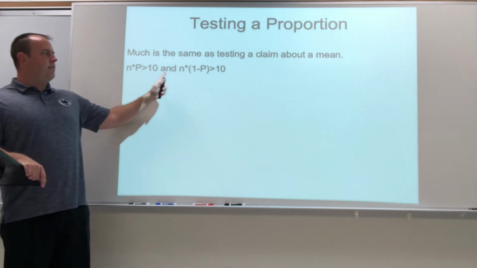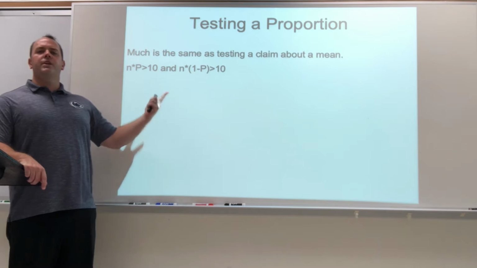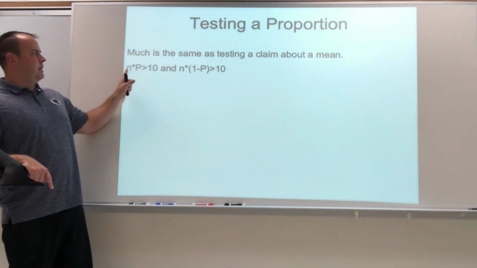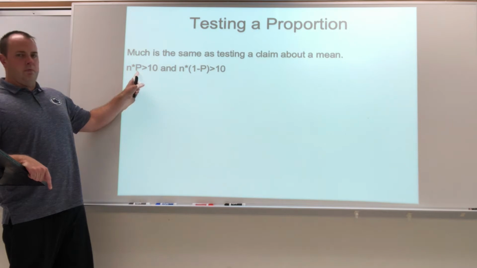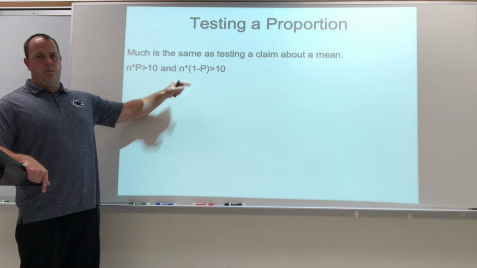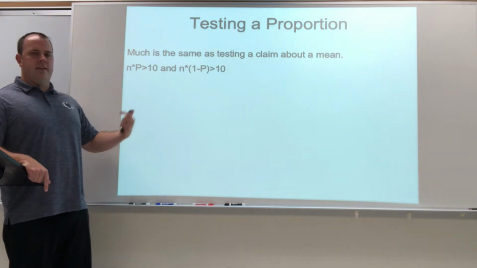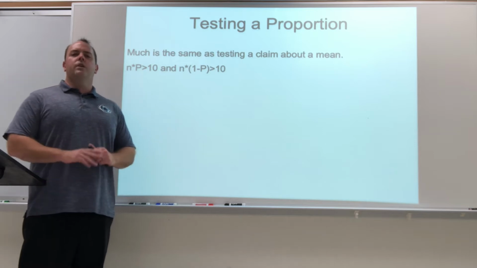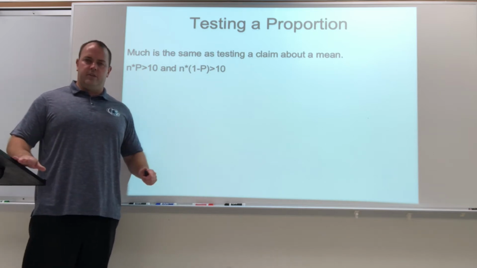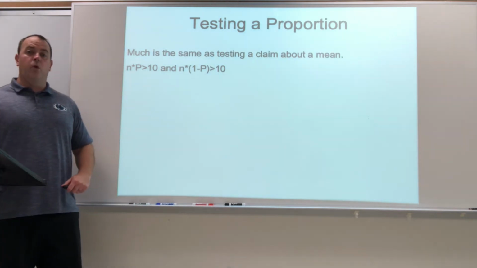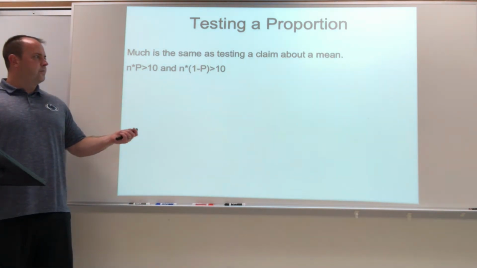We do have the condition, and this is to make sure that our sample size is large enough. The condition is sample size times our population proportion, and sample size times 1 minus our population proportion. If both those values are greater than 10, it's a valid test. Just like before, we're going to assume all conditions are satisfied. Conditions are always going to be satisfied moving forward for this course.